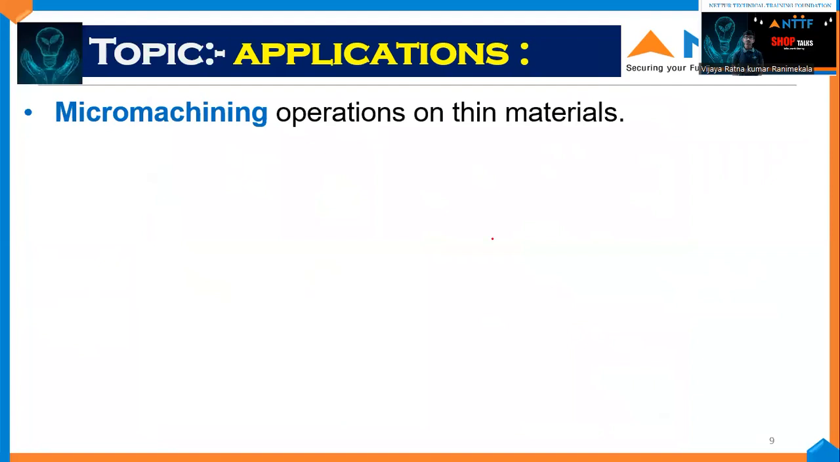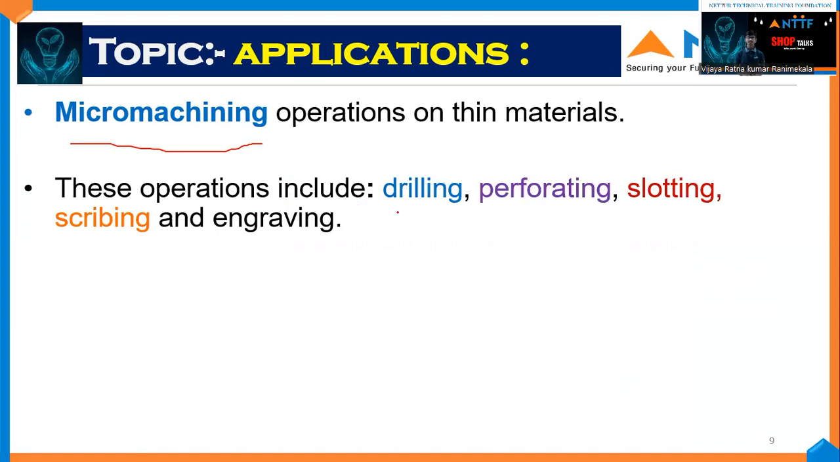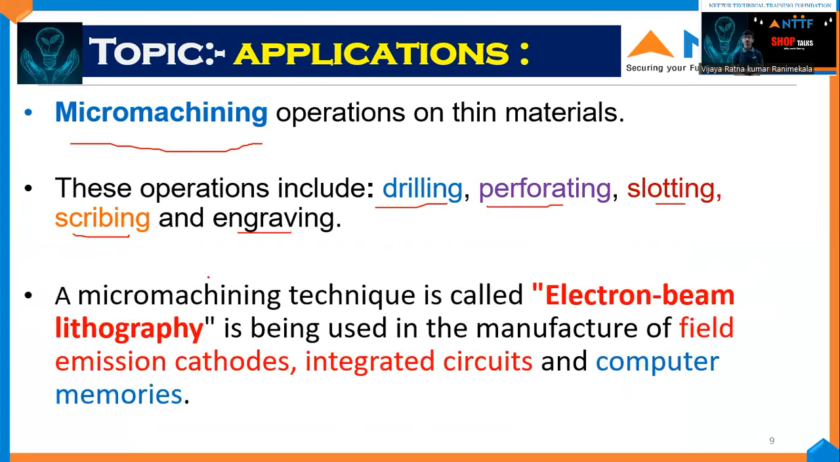Let us see the applications of EBM. Micro machining operations on thin materials can also be done. These operations include drilling, perforating, slotting, scribing and engraving. A micro machining technique called electron beam lithography is being used in the manufacture of field emission cathodes, integrated circuits and computer memories.